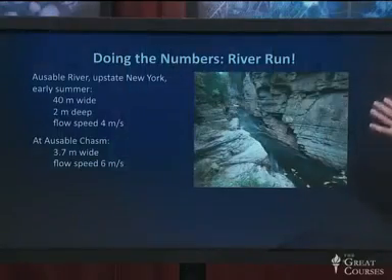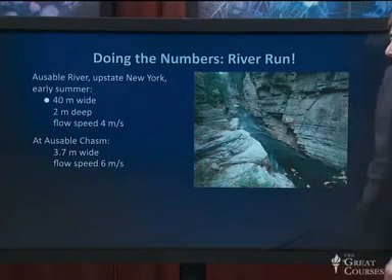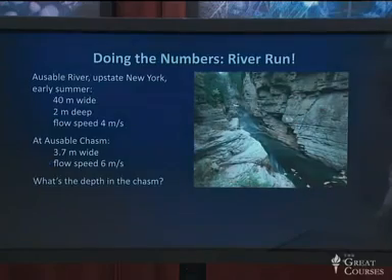Just before it enters Lake Champlain, it goes through this gorge called the Ausable Chasm, and at the narrowest, it's less than 4 meters wide. Remember, it was 40 meters wide in the normal flow. It's flowing at a speed of about 6 meters per second, about 50% faster than it was before. And the question is, what's the depth in this chasm?